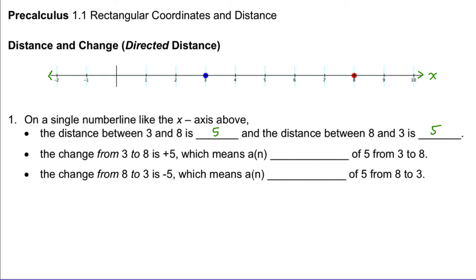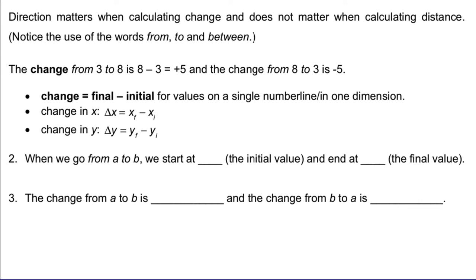So when we talk about the change from 3 to 8, we have an increase, and that change is a positive 5. So an increase of 5 from 3 to 8 means that the change is positive 5. Now if we go in the opposite direction, if we start at 8 and we want to find the change from 8 to 3, that change is negative 5, which means a decrease of 5 from 8 to 3. So here we see that direction matters when we calculate change, but it doesn't matter when we calculate distance.